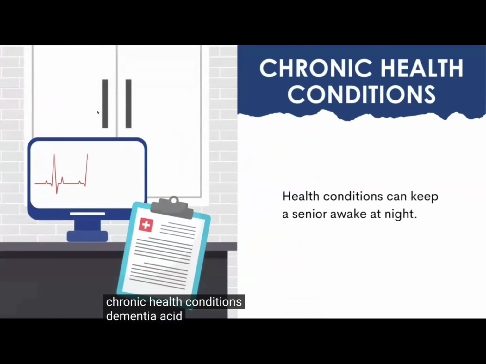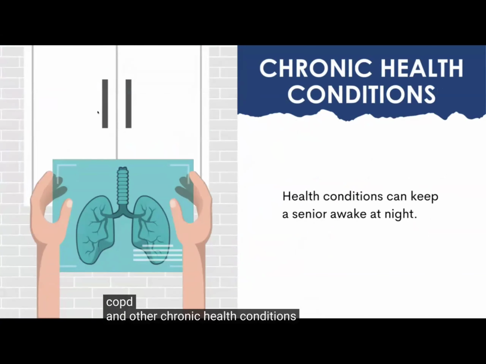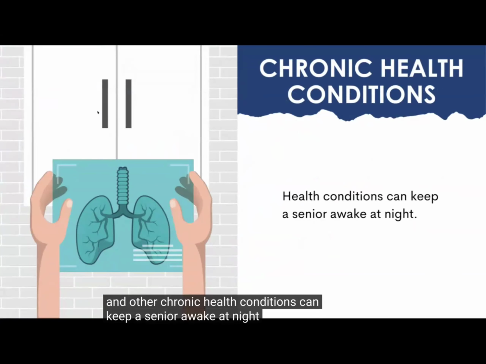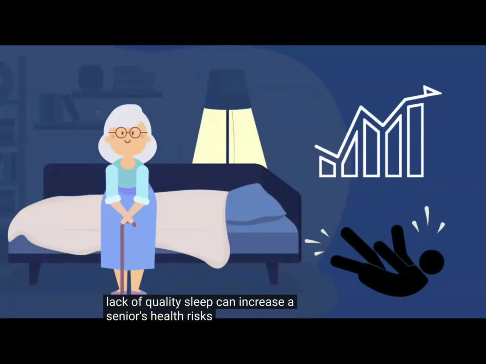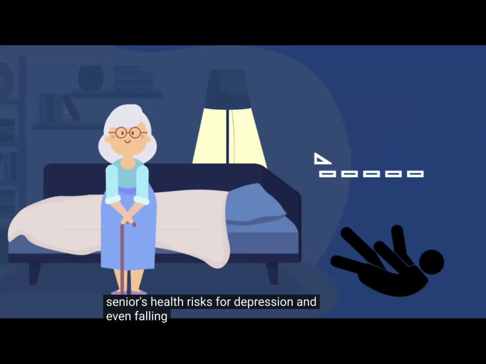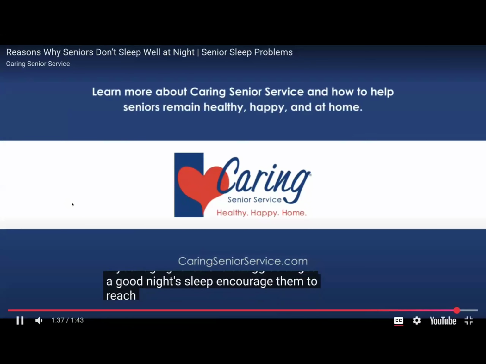Chronic health conditions. Dementia, acid reflux, cardiovascular disease, COPD, and other chronic health conditions can keep a senior awake at night. Lack of quality sleep can increase a senior's health risks for depression and even falling down. If your aging loved one struggles to get a good night's sleep, encourage them to reach out.